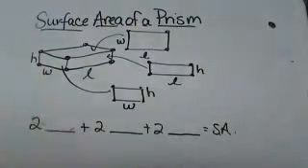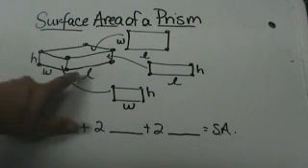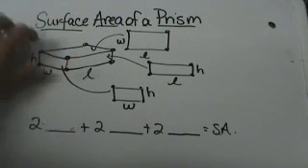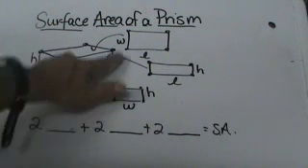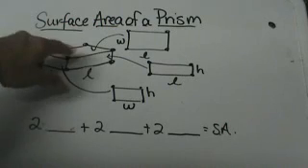Well, let's remember, what is a prism? A prism is a rectangular solid with a length, a width, and a height. And I've got them labeled here on the diagram. And we're going to assume right now that those three measurements are all different.